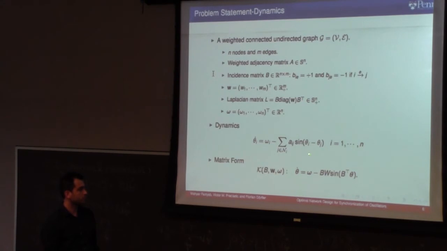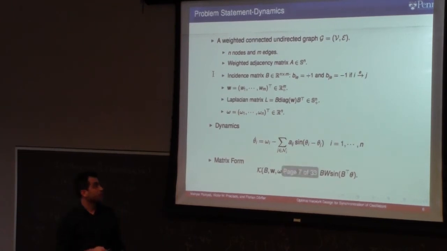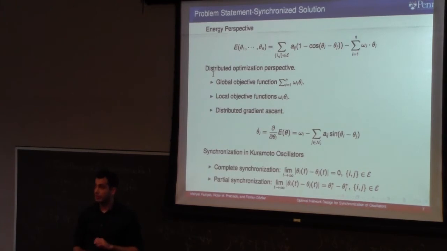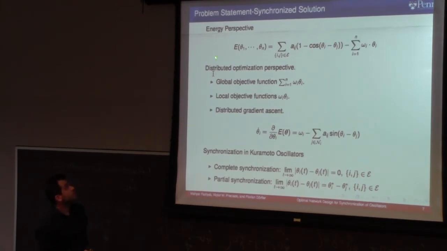Theta dot equal to natural frequency minus B incidence matrix, the diagonal matrix of the weights, times sine of this vector, B transpose theta, right? Okay. So we can have different perspectives on this dynamics. The first perspective is energy perspective. Actually, the total energy of the system is this summation.